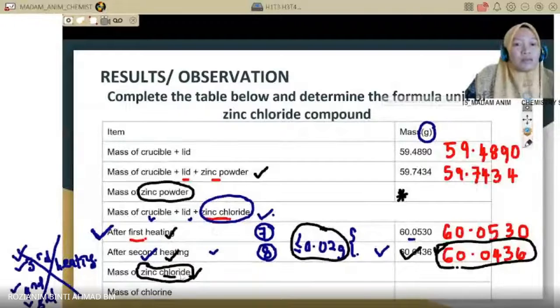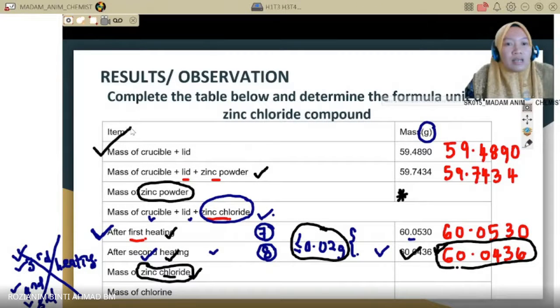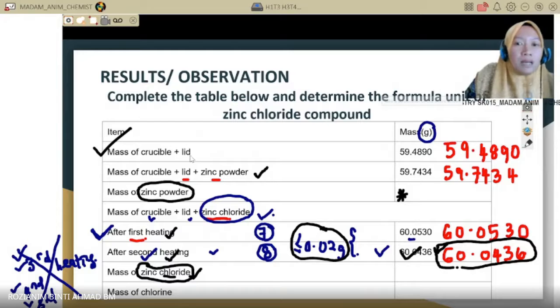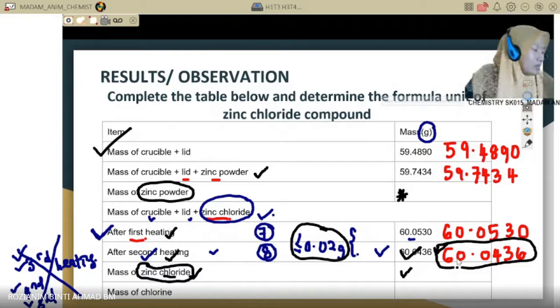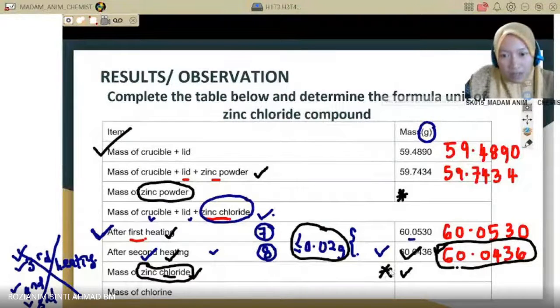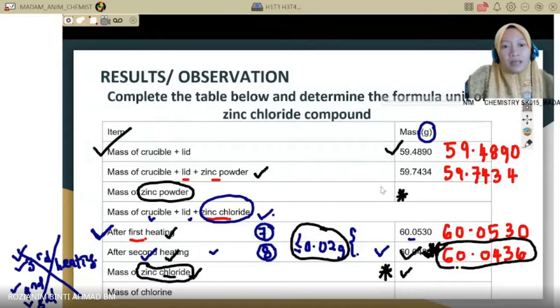So dapatkan zinc chloride macam mana? Tolakkan dengan mass of crucible tambah lead. So bermaksud at this area, sekejap Aisyah, 16.0436 minus 59.4890. Dapat? Boleh? So maksudnya nak dapatkan mass of zinc chloride, okay, data yang second heating ini tolakkan dengan empty crucible. Dapat? So baru kita dapat mass of zinc chloride.